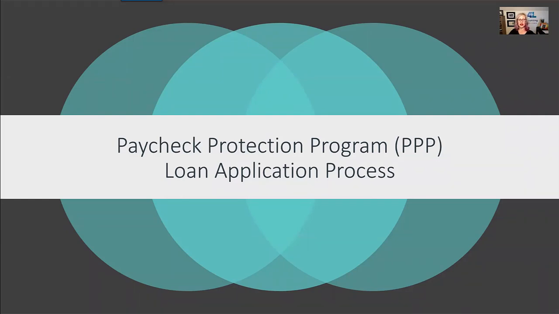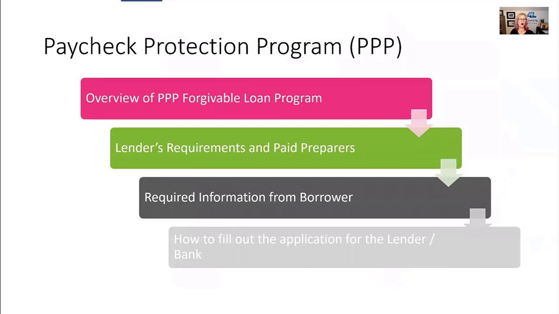This is the one that I'm getting the most calls for, where people are saying, how do I maintain my employees? How do I keep that normalcy going? And the way that works is we're going to go through what that looks like, what the forgivable part of that loan is, what the lender requirements are, who can prepare those loans for you, what information is required from the borrowers, and how you fill out the applications. We're going to go through all of that.